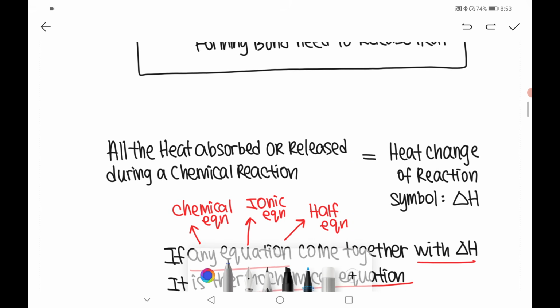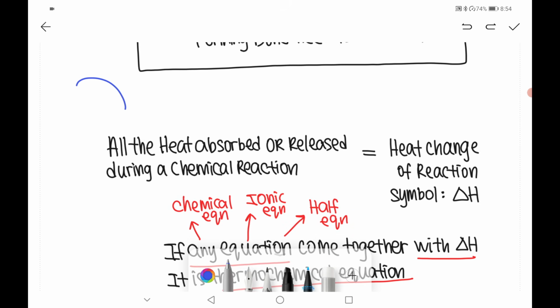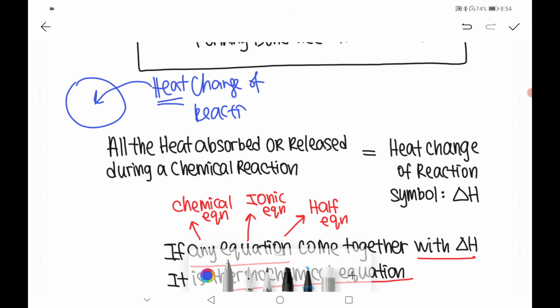Example, this is a chemical reaction. This chemical reaction absorbs heat. So this heat is called the heat change of reaction. Sometimes in the reference book or in the textbook, they just call it heat of reaction.